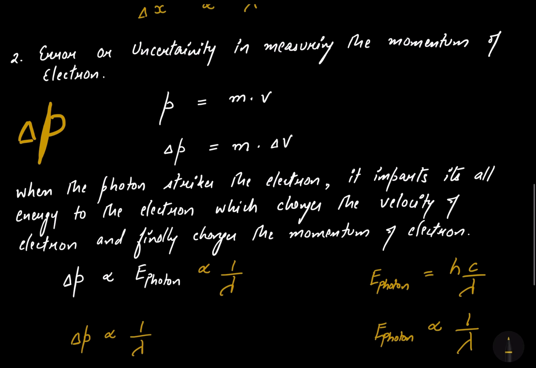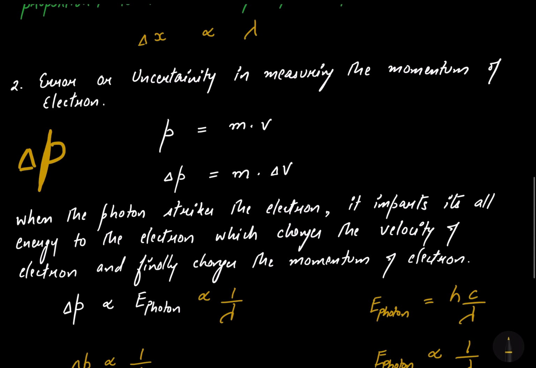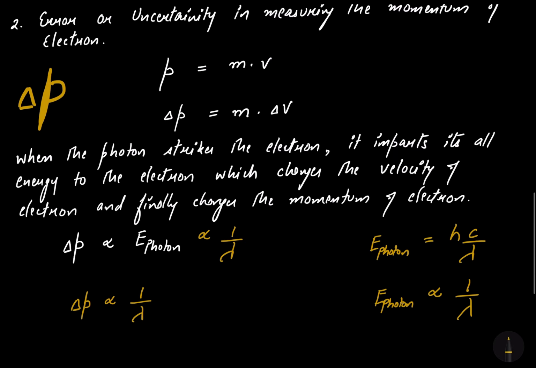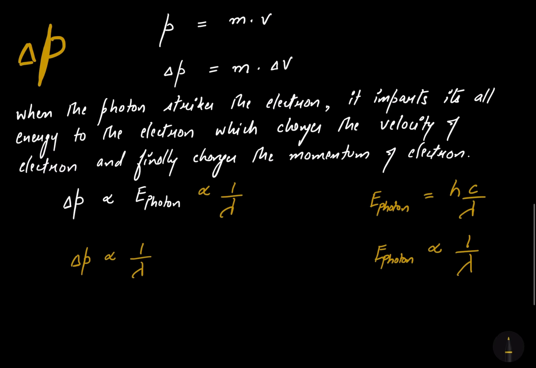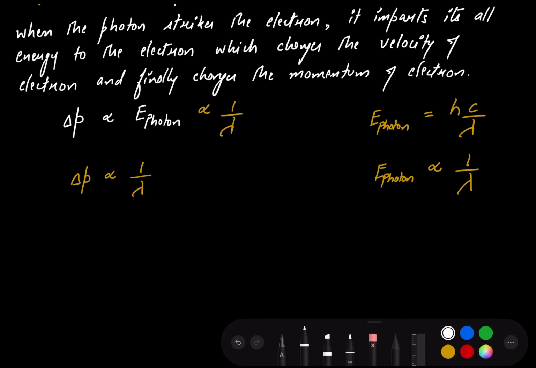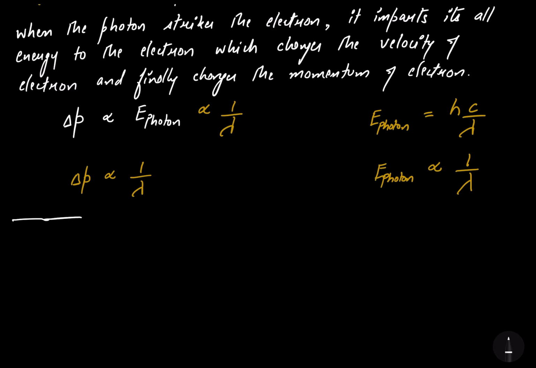Now, we got the two cases: delta x is directly proportional to wavelength and delta p is inversely proportional to wavelength. So let me make two cases. Case number one: let's take the wavelength of photon to be very minimum to determine the position with the minimum error.